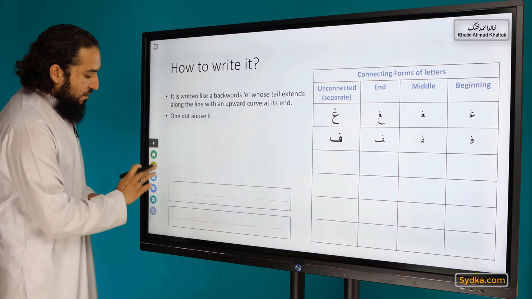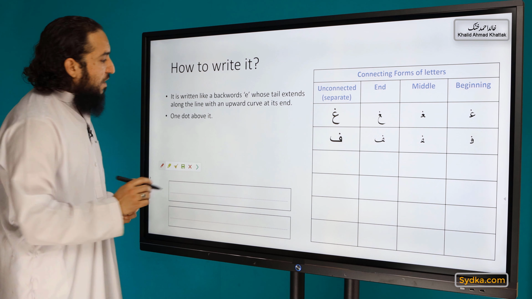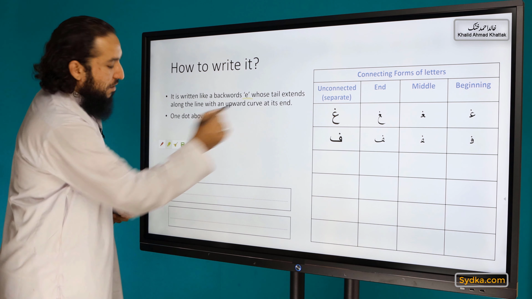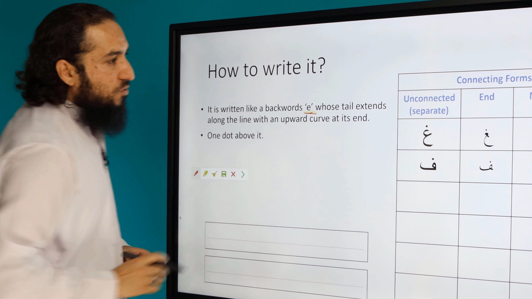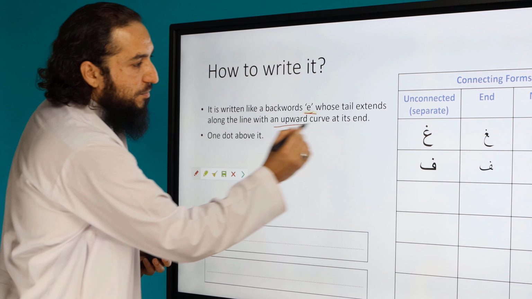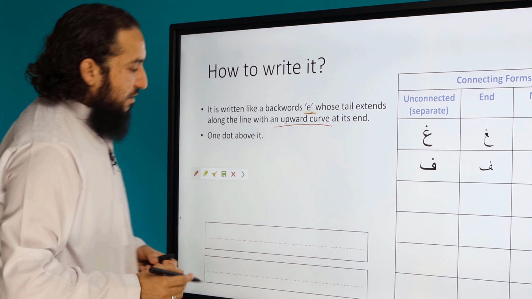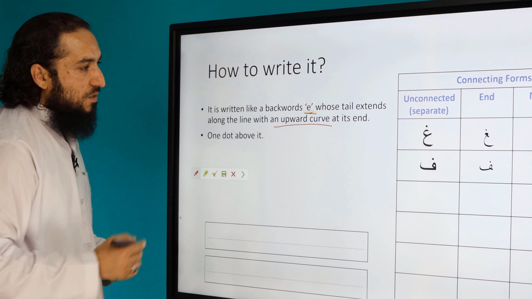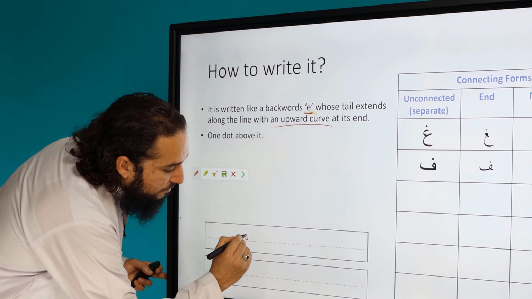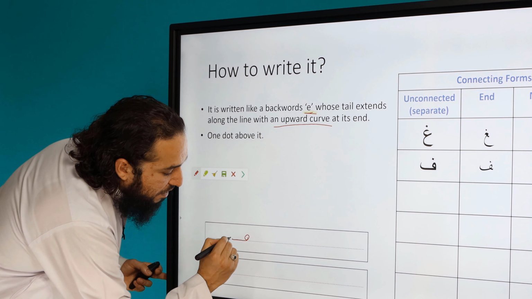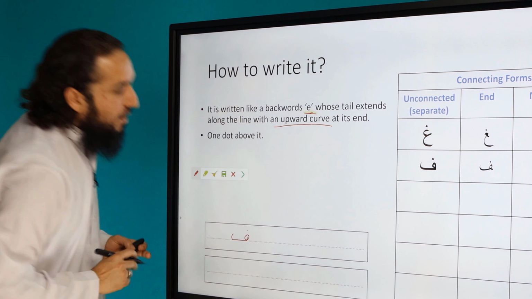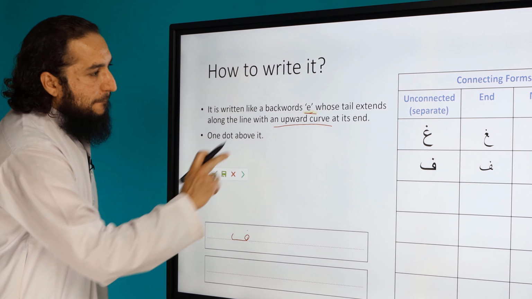How to write it. Okay, let me explain that. It is written like a backward E, whose tail extends along the line with an upward curve at its end. So how to do it? Let me write it down. It's like this, and it remains on the line, and at the end extends, and we have one dot at the end.